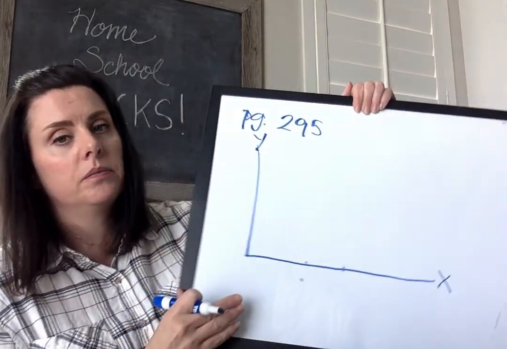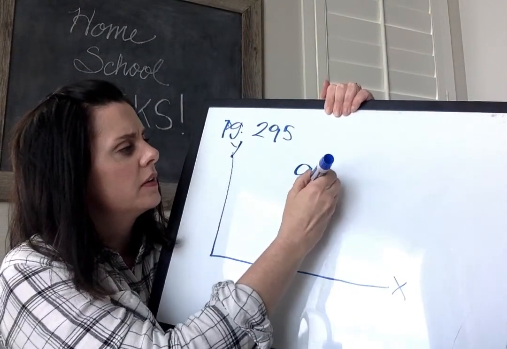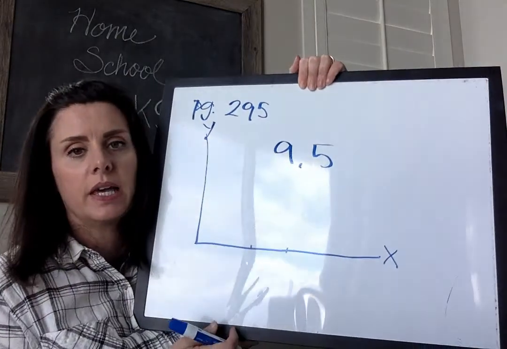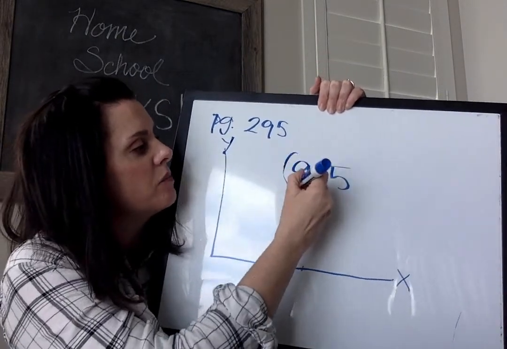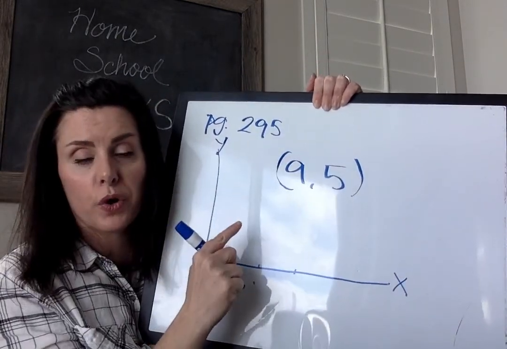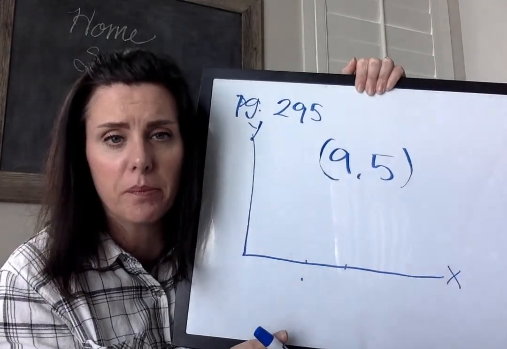So let me show you how to do that. An ordered pair is used to describe the location of any point in the coordinate plane. For example, the ordered pair 9, 5 describes the location of point A. Now, 9, 5 looks like this, right? And they had it in parentheses. This is called an ordered pair, right? I have a pair of numbers.